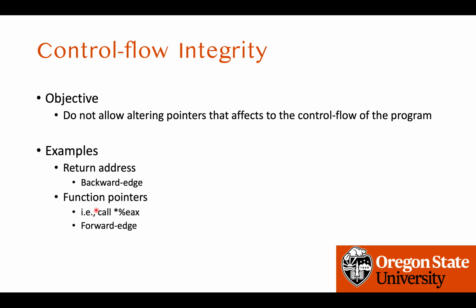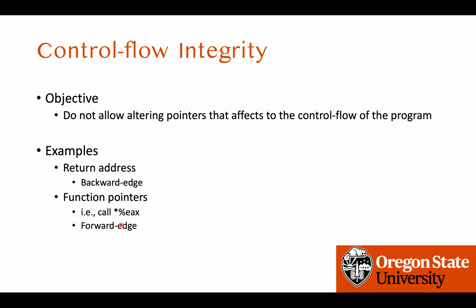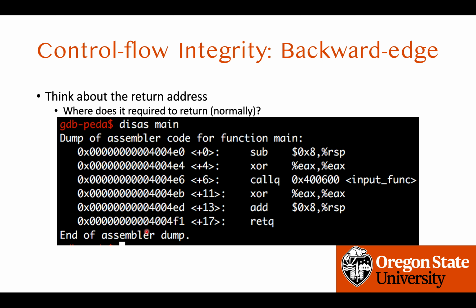And for the function pointers, we need a different approach, and that's called the forward edge protection. And we'll revisit the backward edge protection. One way to protect this is the shadow stack, but there could be a different way to protect that. Let's take an example of this assembly code.